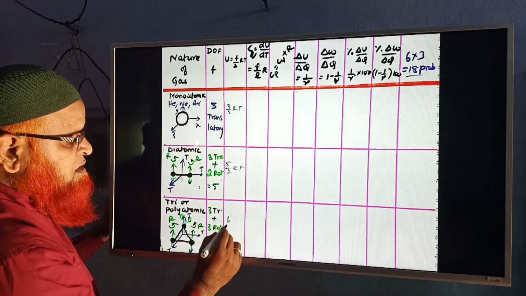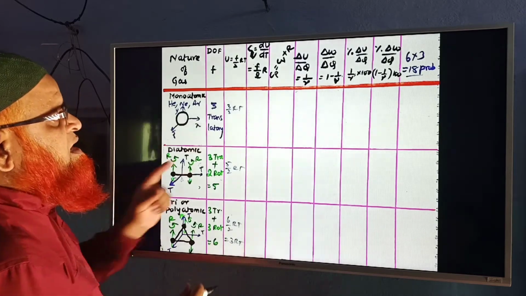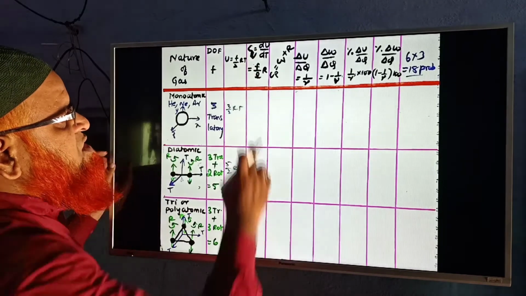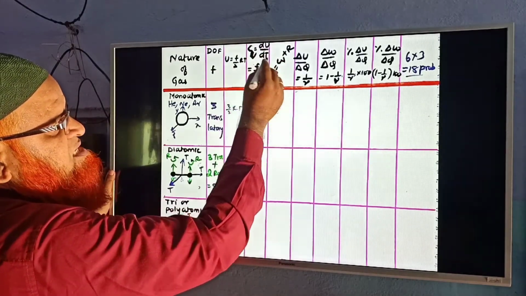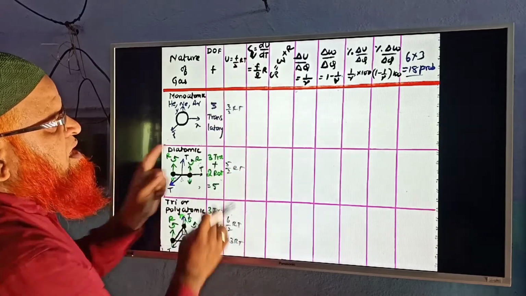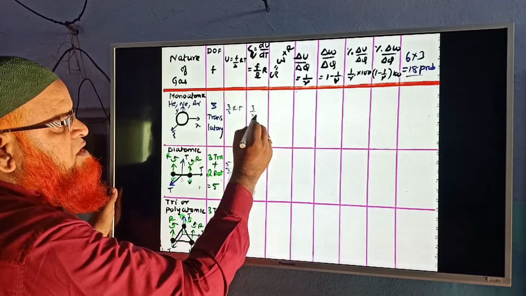This is 6. So 6 by 2 RT is equal to 3 RT. Next, if you consider Cv, Cv is nothing but dU by dT. So the dT gets cancelled here. So the answer is f by 2 R. So 3 by 2 R.